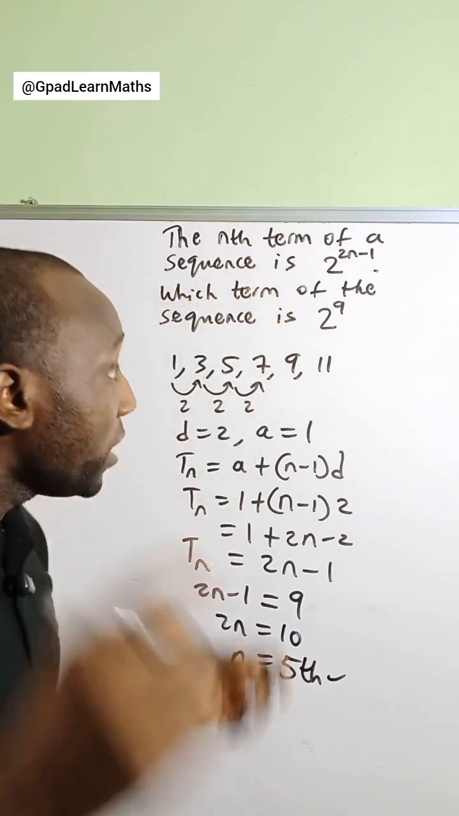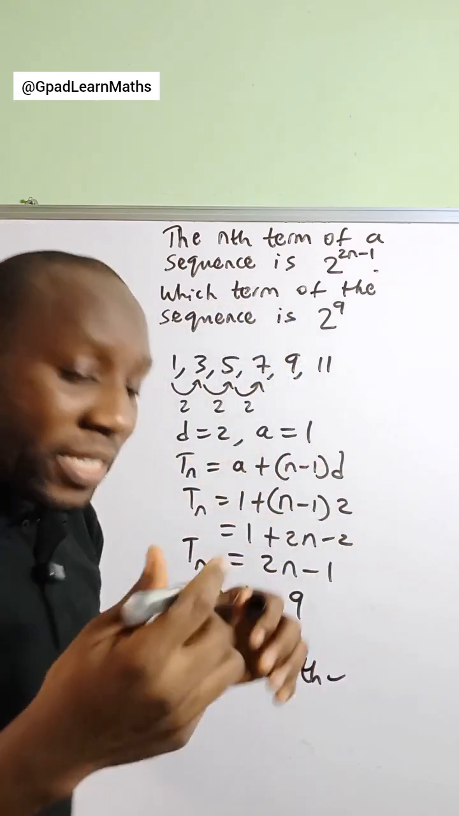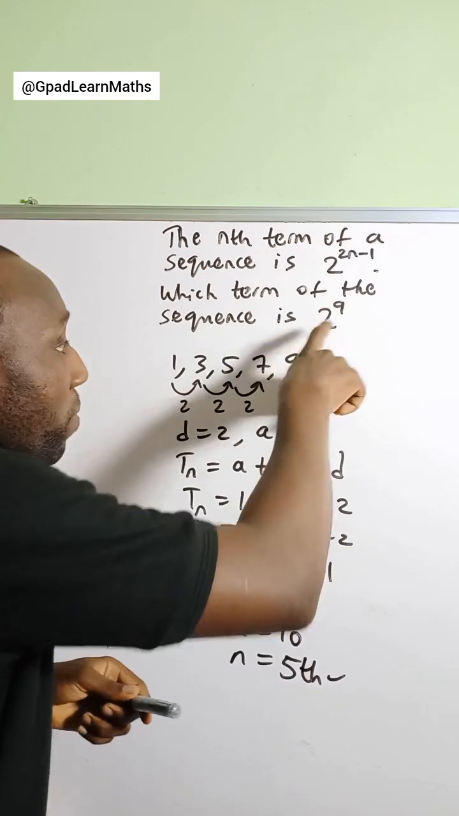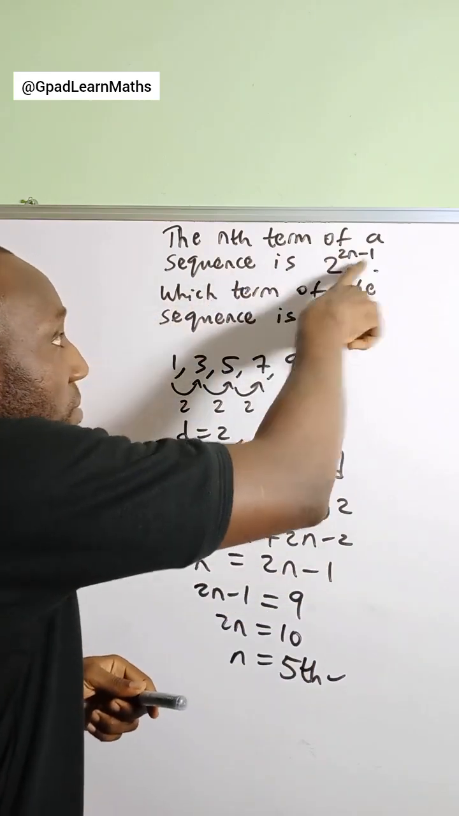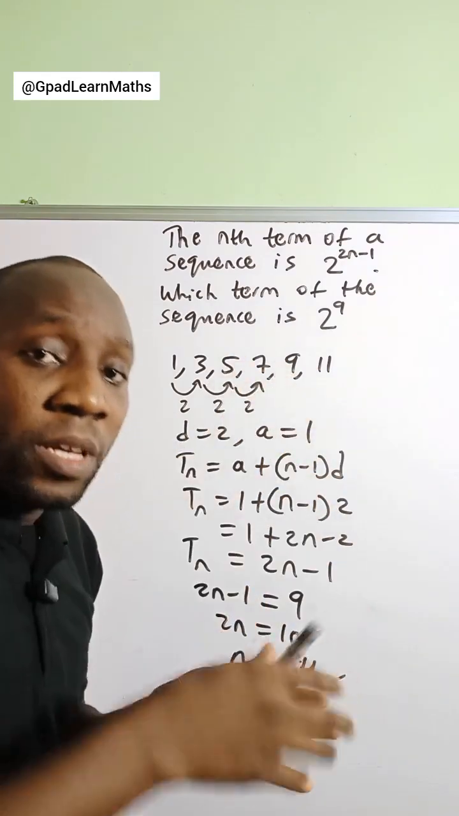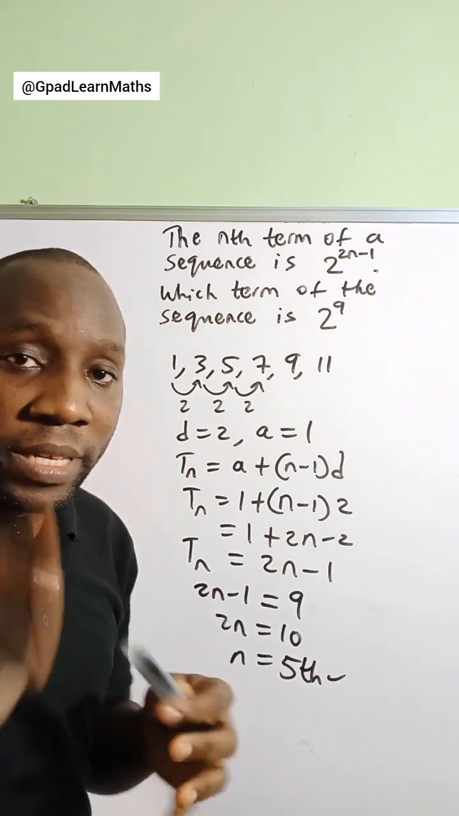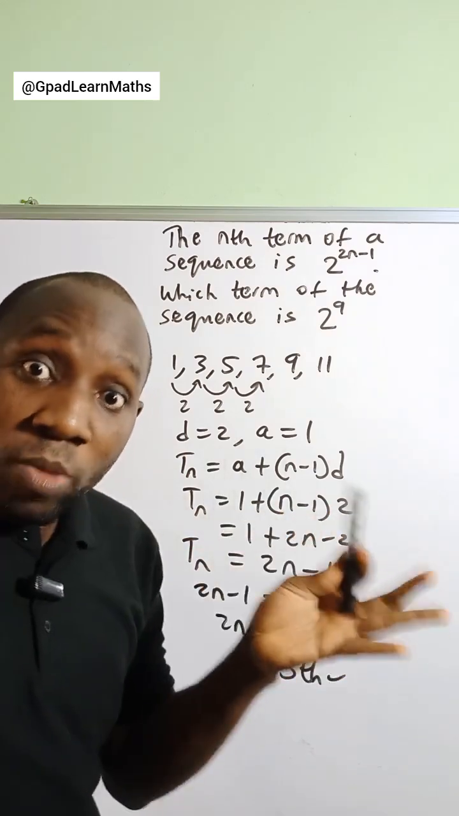That's true. So if they ask which term, what that means is: what's the position of this term in this sequence, whose nth term is this? Just equate the nth term to the actual term and it will give you the position of the term in the sequence. Hope that makes sense.